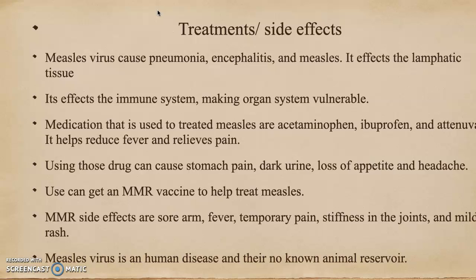And for this disease, there is a vaccine that you can get which can help prevent measles, and it's called the MMR vaccine. But with the MMR vaccine, there are side effects such as having a sore arm, fever, temporary pain. Your joints might feel some stiffness and a mild rash. And lastly, measles virus is a human disease and it is not known within animals.